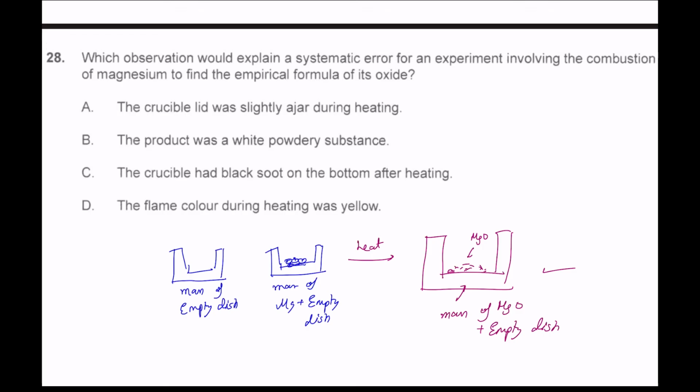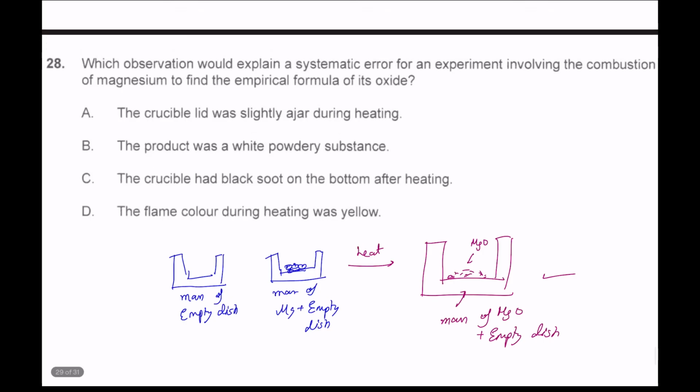Now let's check the options. The crucible lid was slightly ajar during the heating. So this won't make any real difference. If you are heating it at a very high temperature, then magnesium will start reacting with the nitrogen, but eventually inside the container you'll have nitrogen. So ignore this. The product was a white powdery substance, and this won't form an error because magnesium oxide is a white powdery substance.